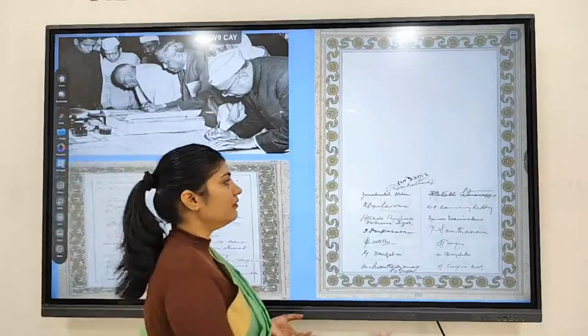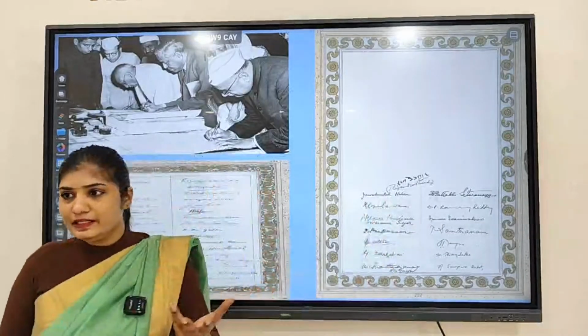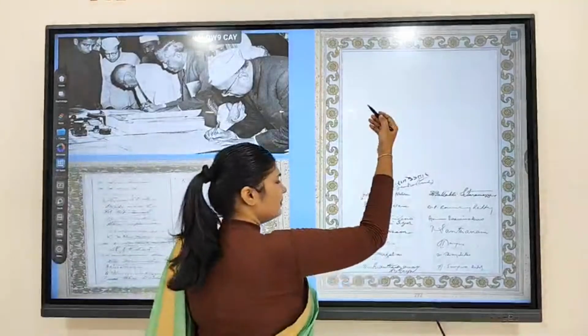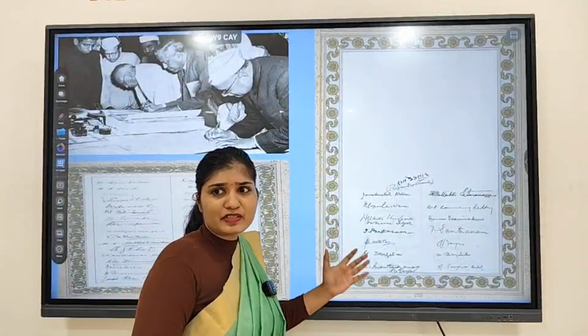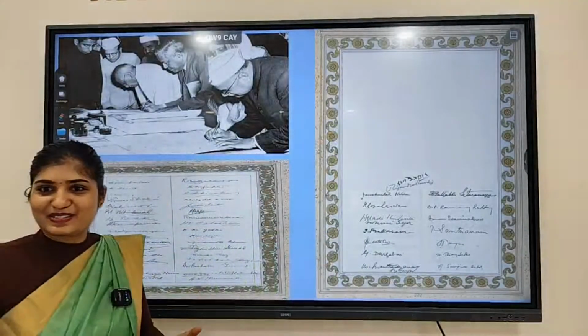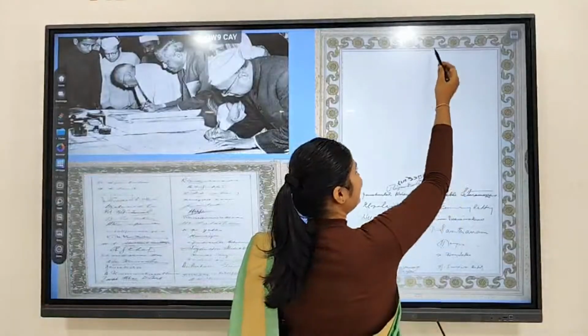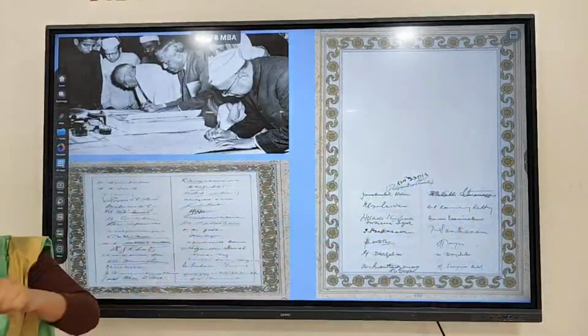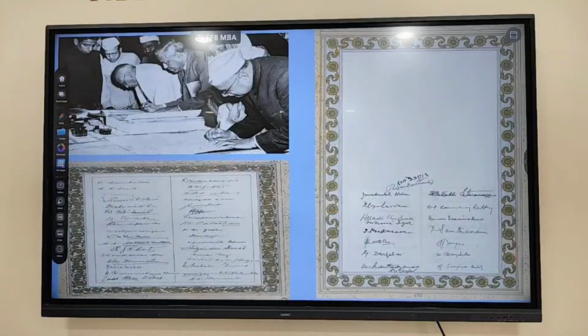They wanted to give priority for the other people to sign up there. But during that time, Jawaharlal Nehru, who was the Congress leader, nobody signed up above him. Everybody started to sign up below him. Understood? See here, again the same equality. Understood? How they used to give respect towards the other people.